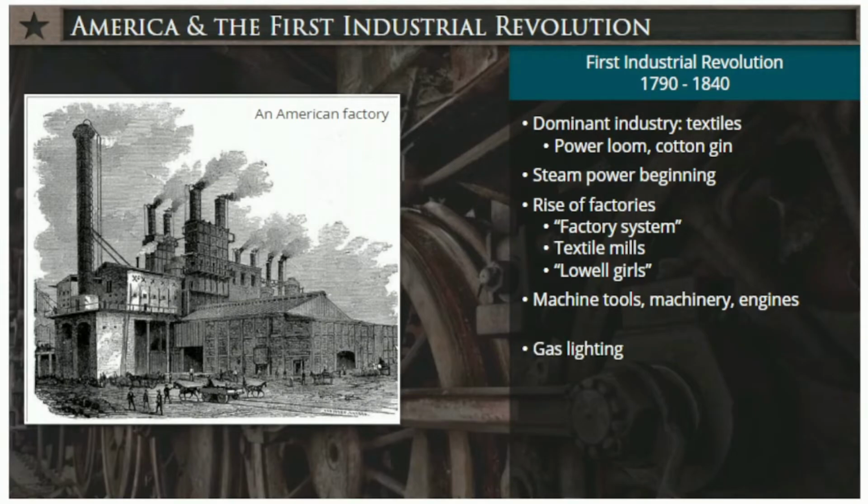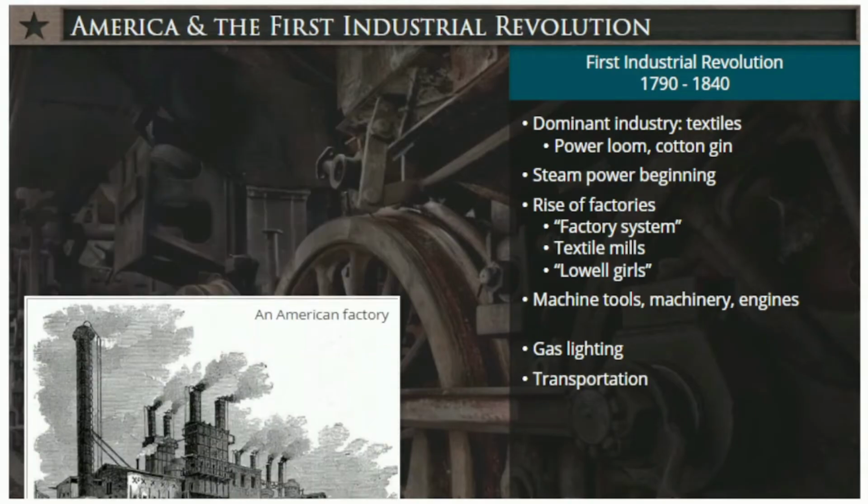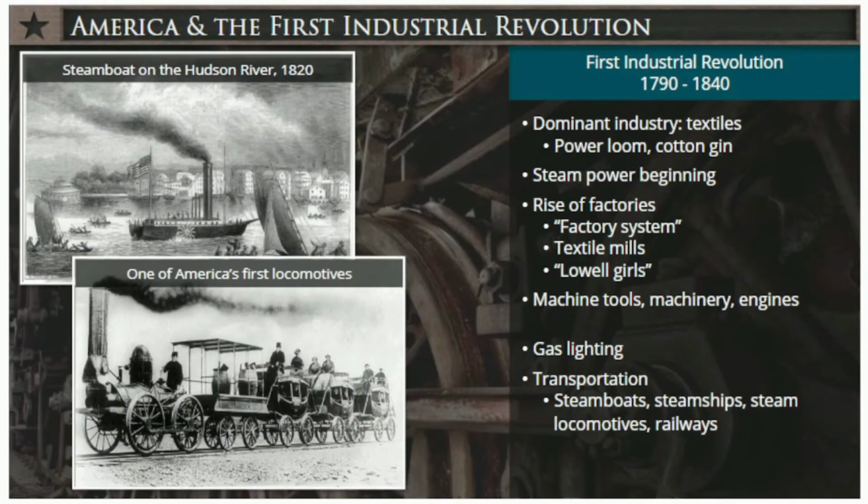Gas lighting was also developed, and this allowed factories and stores to remain open longer. Nightlife in cities and towns grew because streets could be lit on a large scale. There were also advancements in transportation with the use of steamboats, steamships, the steam locomotive, and development of railways. Communication across long distances became easier with the introduction of the telegraph.